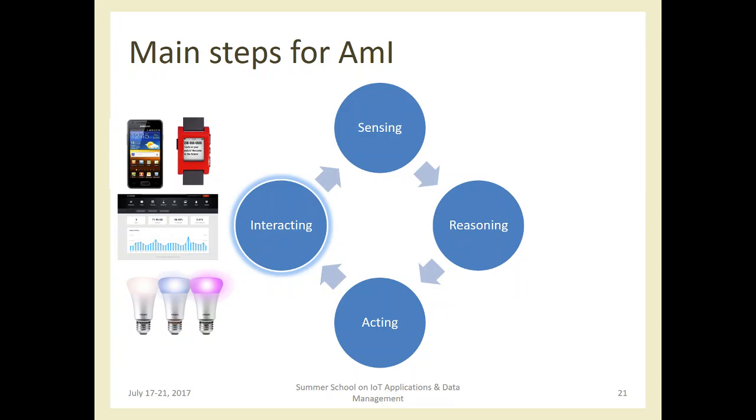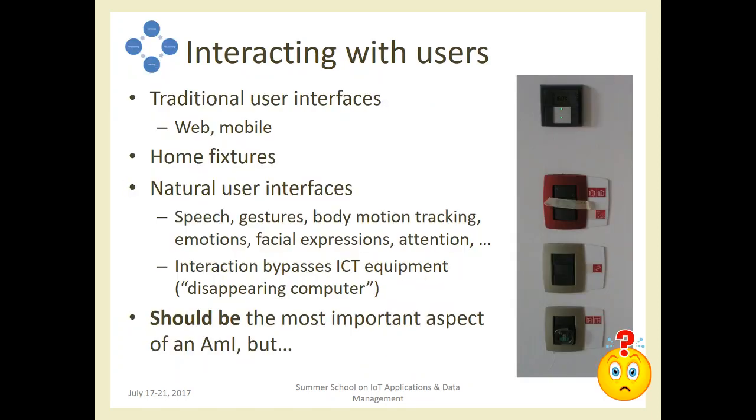So the system can tell you things. Okay, the simplest thing would be to send you a notification on your mobile, but we don't want to do everything through our mobile, we want to do something through our environment. And the easiest way of interacting is just interacting with what is already there in our house. So for example, this button.